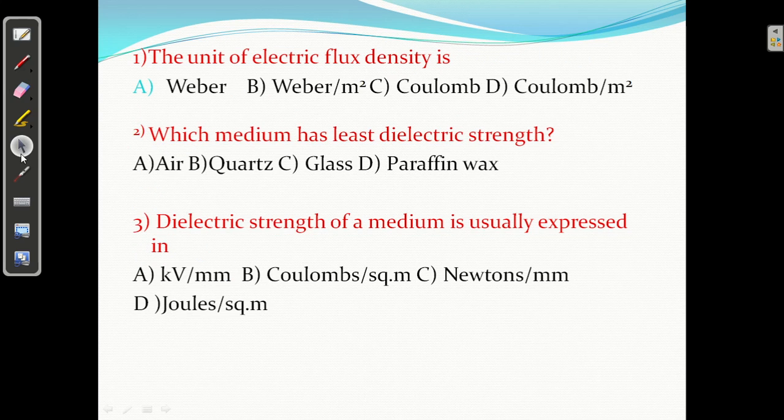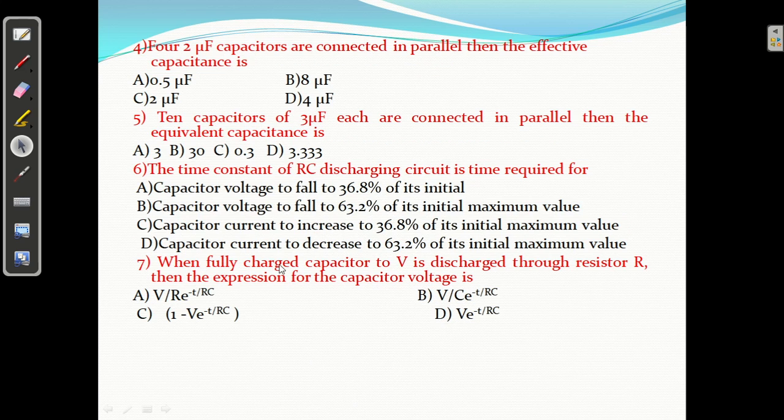Okay, next. Suppose I have given this question number 4: 2 microfarad capacitors, 4 of them, are connected in parallel. If they are connected in parallel, we know the formula for parallel: C equal to C1 plus C2 plus C3 and so on. So if 4 capacitors are connected in parallel, it is 2 plus 2 plus 2 plus 2 equal to 8. So the answer is 8 microfarad.